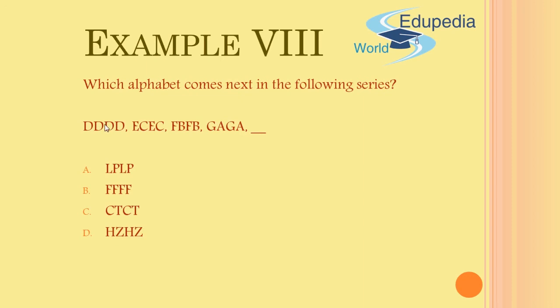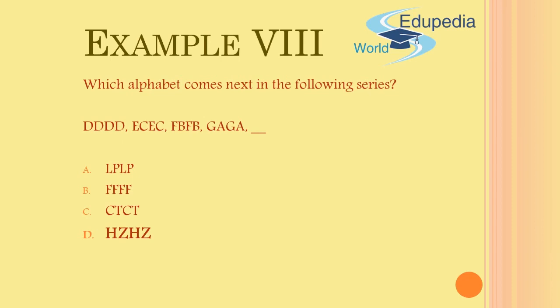Over here what am I doing? D, C, B, A. So I am going back. Now when I am going back, I have gone from D to C to B to A. Now if I go back from A, I land up at the end of the alphabet, that is Z. So it will be HZ. So I am repeating the same thing again. D, E, F, G, and the fourth letters are D, C, B, A. So it will be HZ, HZ. That is your fourth option.